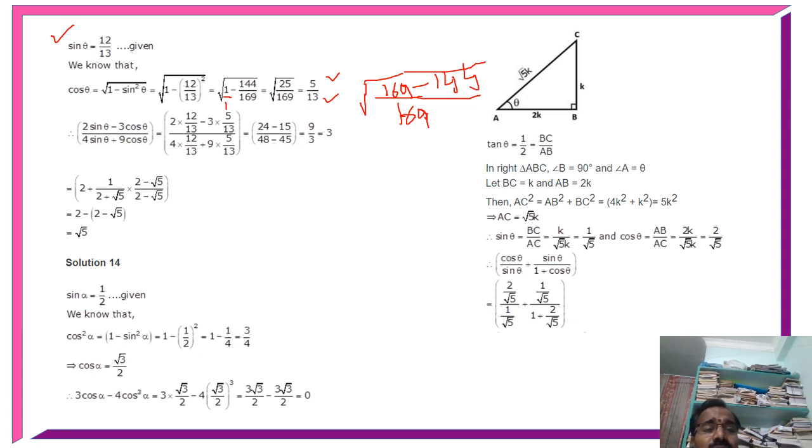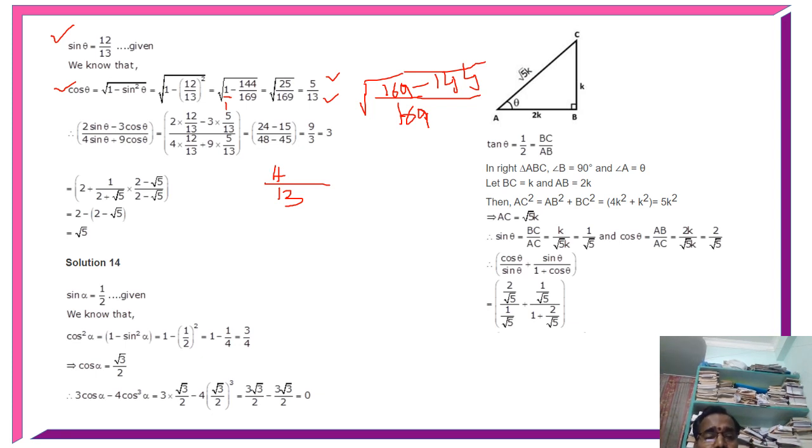Now we have sin theta 12 by 13, and cos theta we got 5 by 13 by using the identity. Now let us substitute sin theta as 12 by 13, cos theta as 5 by 13. So 2 into 12 by 13 minus 3 into 5 by 13, whole by 4 into 12 by 13 minus 9 into 5 by 13. Now simplification. Here 13 is the LCM in numerator and denominator. 2 times 12 is 24. Then 3 times 5 is 15.